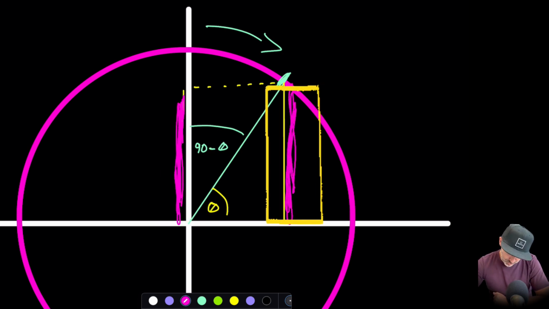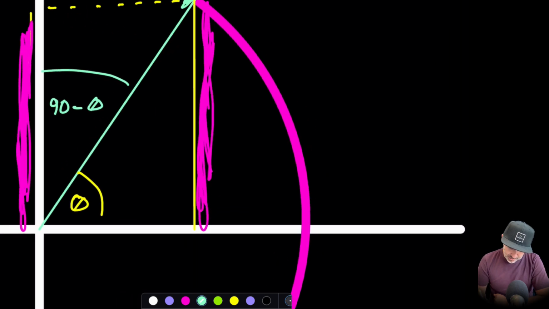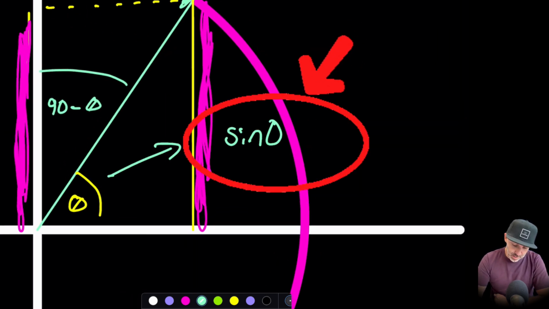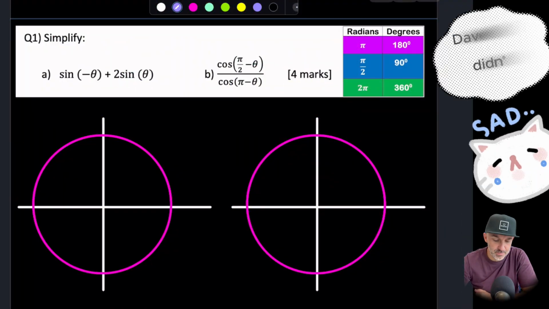Well, that is equal to this side here. We can see that they are the same length. Therefore, instead of just figuring out what all of that is, we can simply say that that length is equal to the opposite side. So therefore, sine theta.